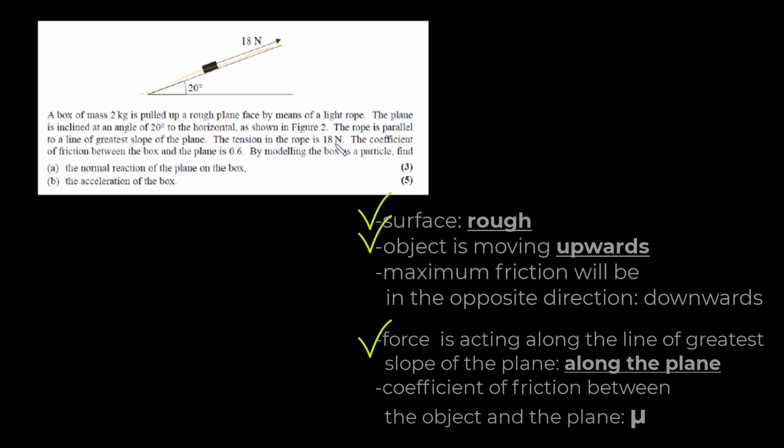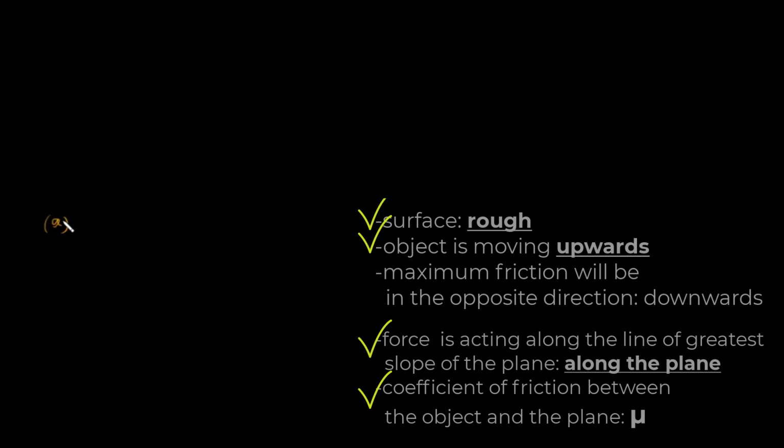The tension in the rope is 18 Newton. The coefficient of friction is 0.6. So all this information is given. So let's do question number A first. So we need to know the normal reaction force.